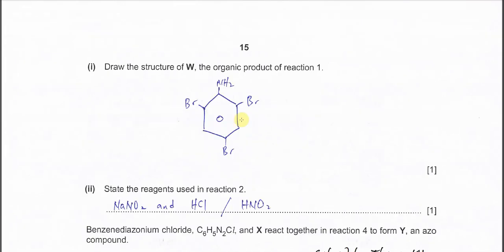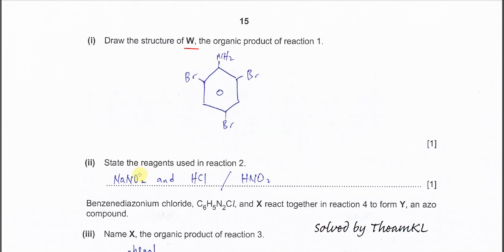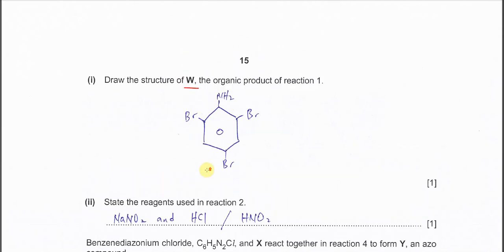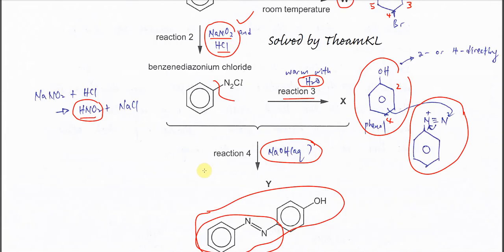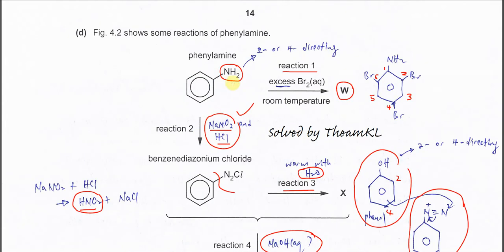Okay, part 1. Draw the structure of W. I told you already just now. It's a bromination of the phenylamine, so it will form 2,4,6-tribromophenylamine. Just draw the structure like this. State the reagent used in reaction 2. Again, reaction 2 is this, from phenylamine to this benzene diazonium chloride. So what you need is sodium nitrite, NaNO2, with the HCl.